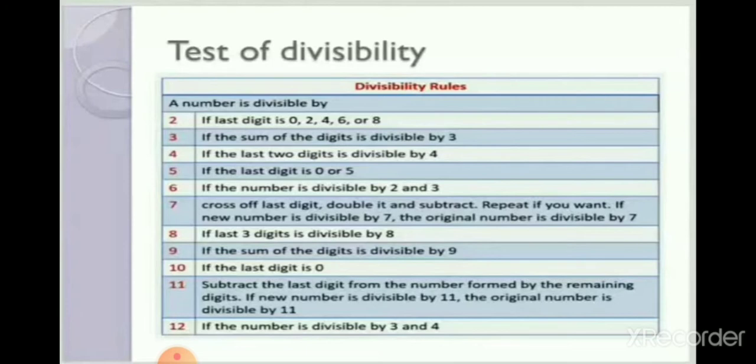A number is divisible by 11. How? Subtract the last digit from the number formed by the remaining digits. If the new number is divisible by 11, the original number is divisible by 11. Then, at last, a number is divisible by 12 if the number is divisible by both 3 and 4.